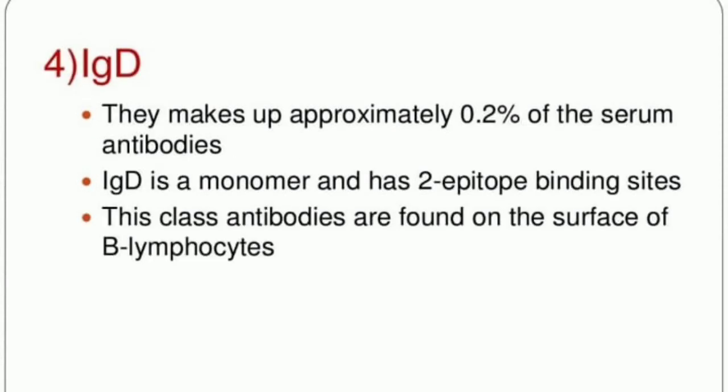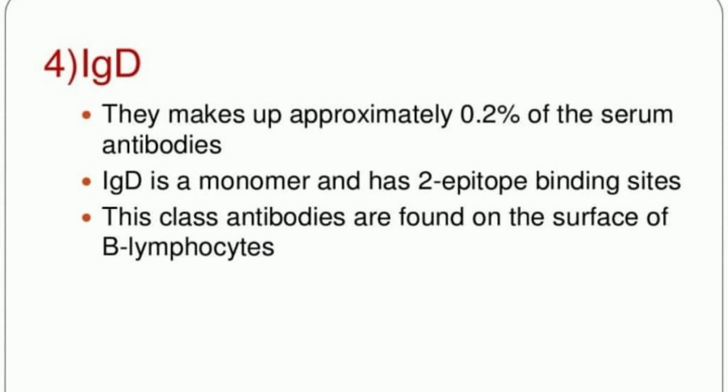And we have to know about the antibody type IgD. It constitutes 0.2% of serum antibodies. IgD is a monomer and has 2 epitope binding sites. This class of antibodies is found on the surface of B lymphocytes.